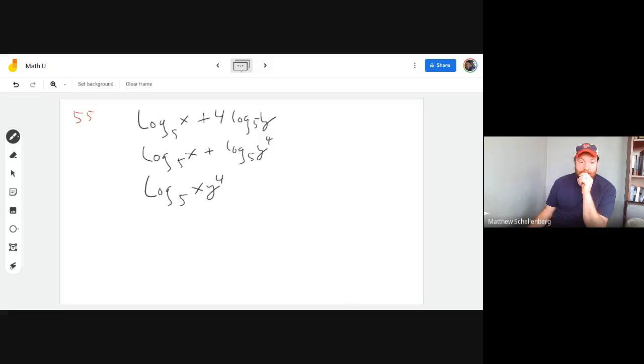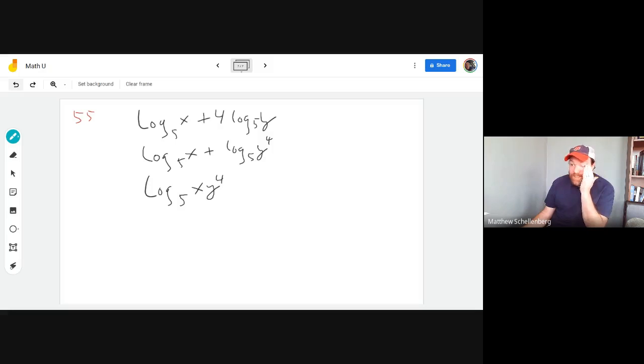And no, you cannot take that 4 out because it's not x to the 4th power as well. The 4th power is only on the y. That's why I can't take that exponent. It's not as if that 4th power is for both of them. And so therefore I can't do the power rule and just take a 4 out and be like, 4 times log of xy base 5. No, do not. Got that? Excellent. Moving on.